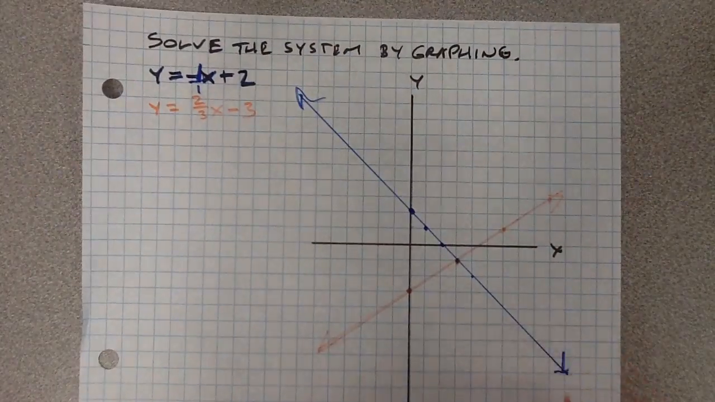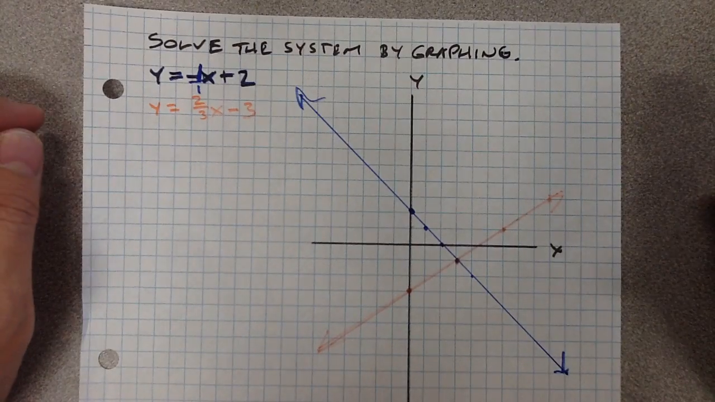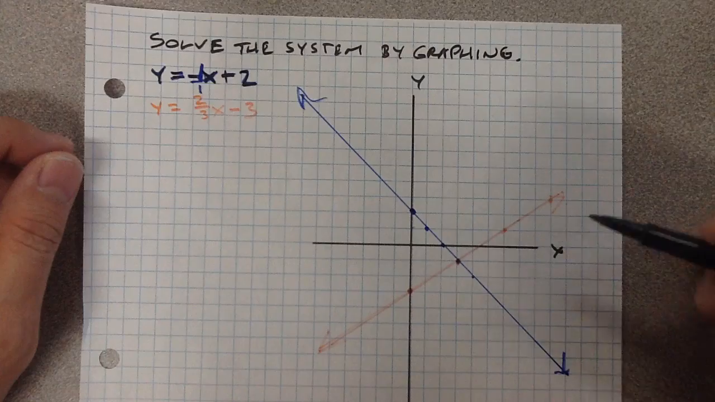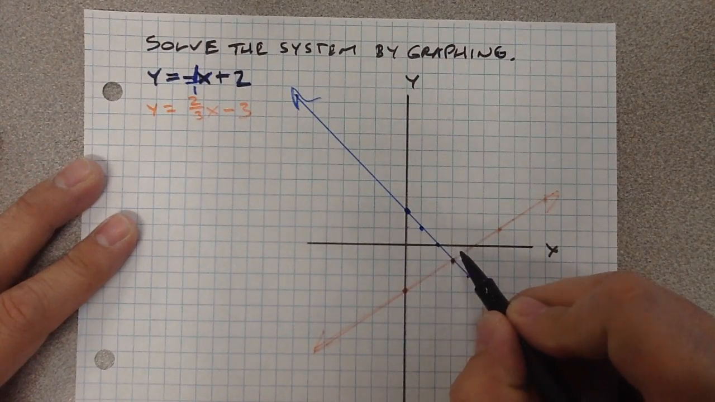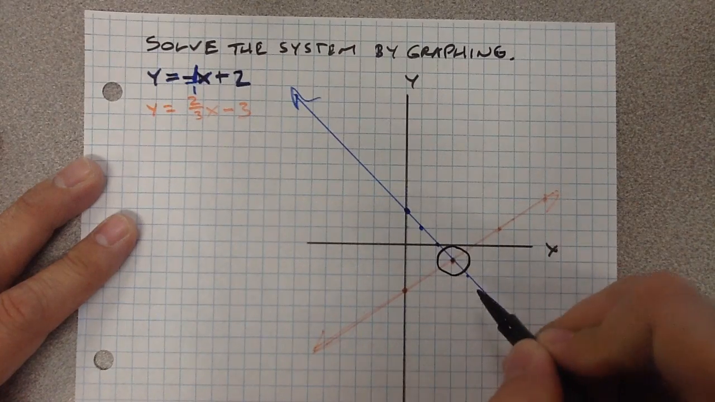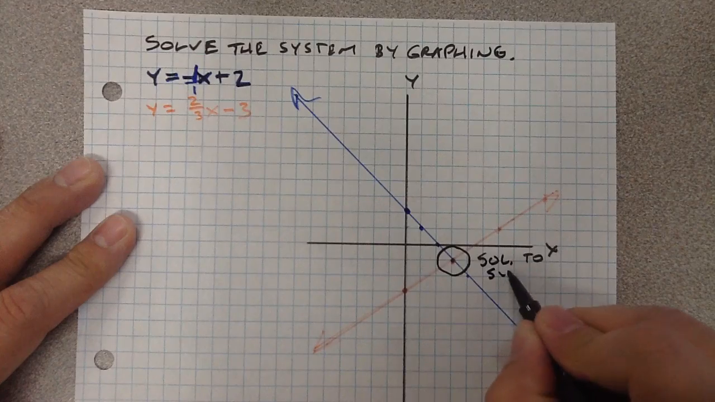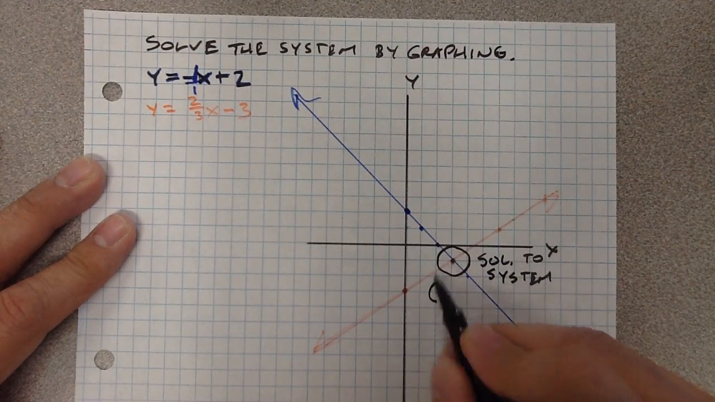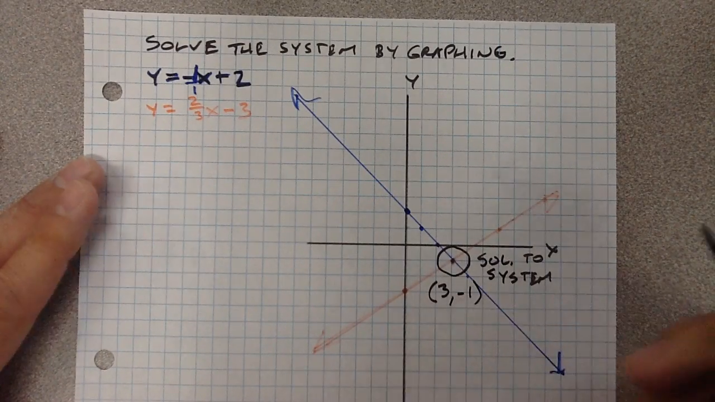Alright. So now what we're looking for is what we call the solution to the system. It's the one piece of data that's the same in both the blue and the orange. Well, physically on our graph, what that means is that we're looking for the point of intersection. This is what we call the solution to the system. In which case this has the coordinates, let's see, 3, -1.